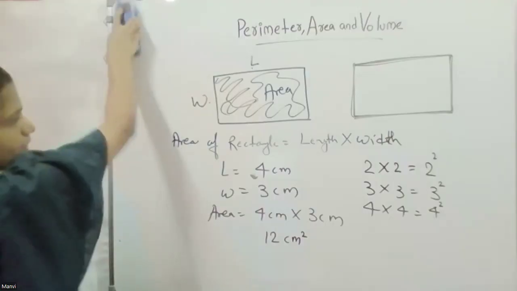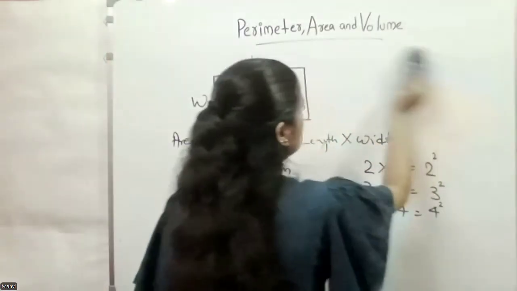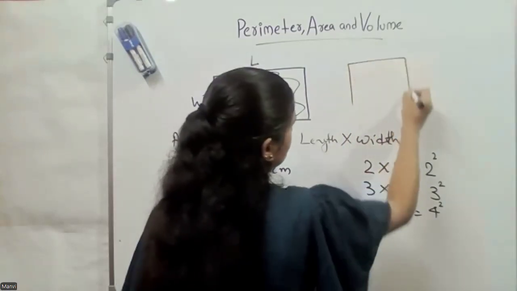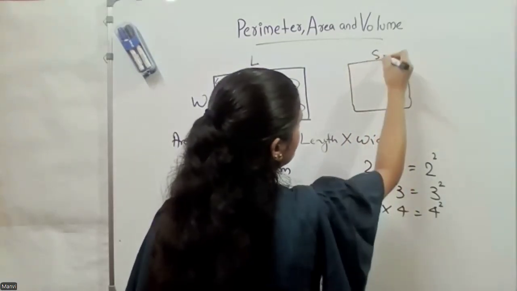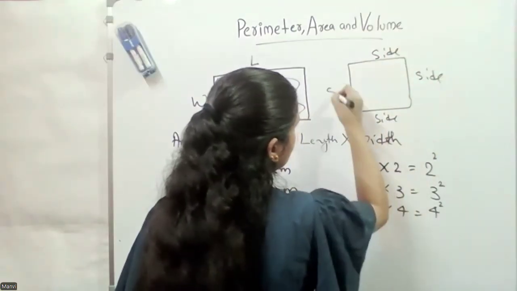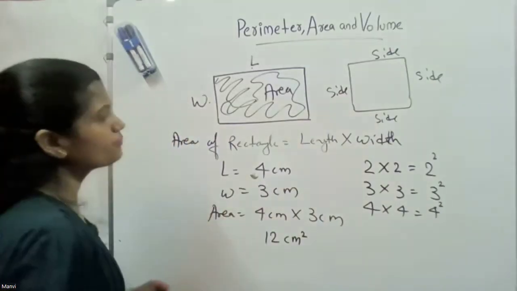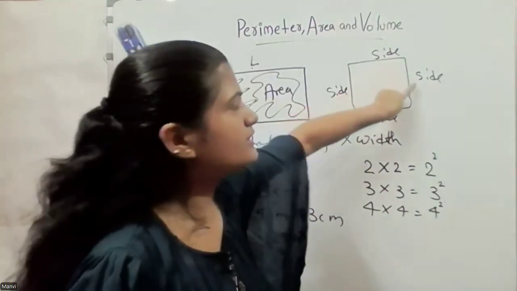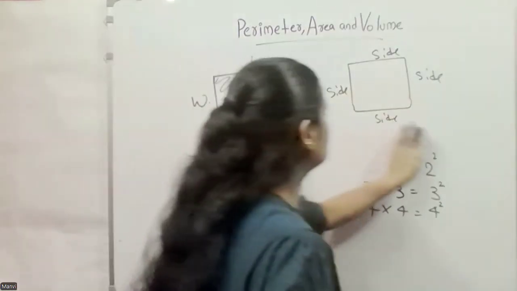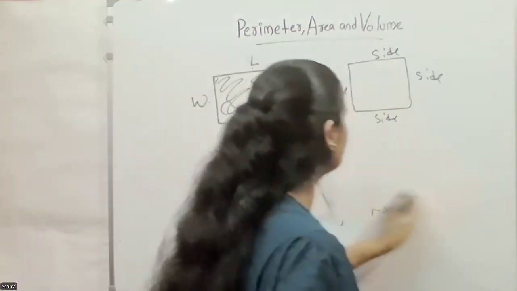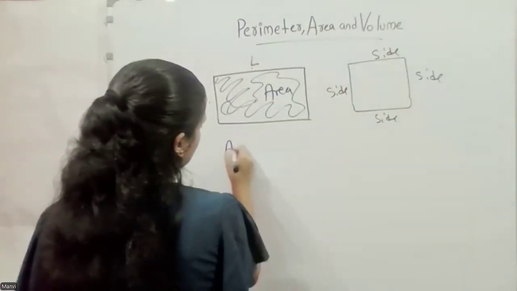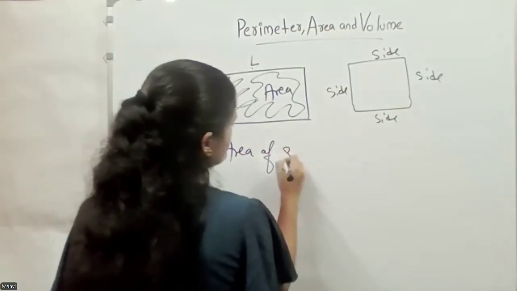Then what about a square? In a square, all side lengths are the same, right? This is a side, that is also a side. So here also, we multiply this side with that side. For the area of a square, what do we need to do? We multiply length with width, but here length and width are the same. So the area of a square.